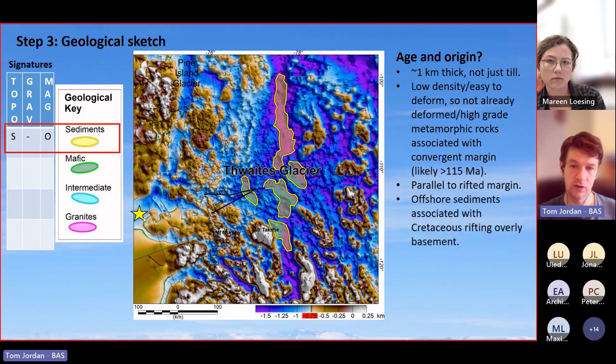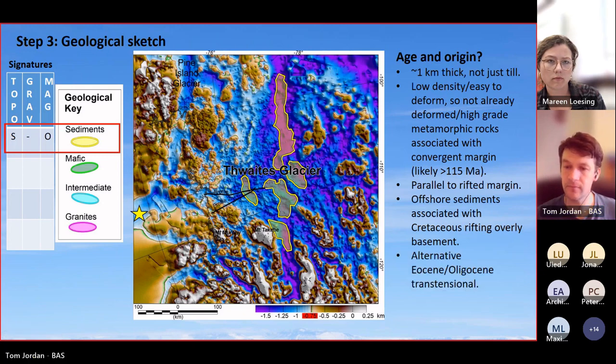And also offshore, they've drilled sediments, and these are associated with Cretaceous rifting. And these Cretaceous sediments directly overlie the crystalline bedrock. So that pattern of a sediment abutting a crystalline bedrock would be what we're thinking is happening in these basins inboard. So we think a Cretaceous age for these basins is most likely.